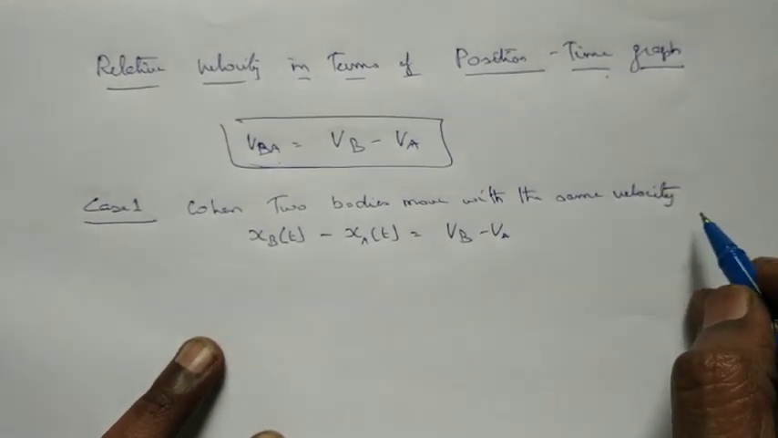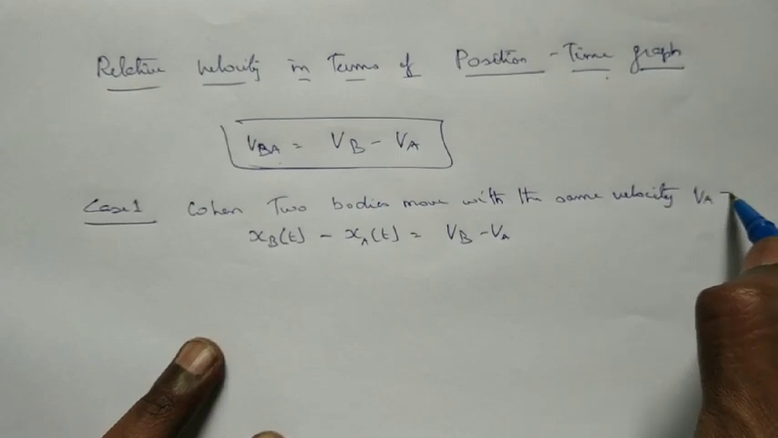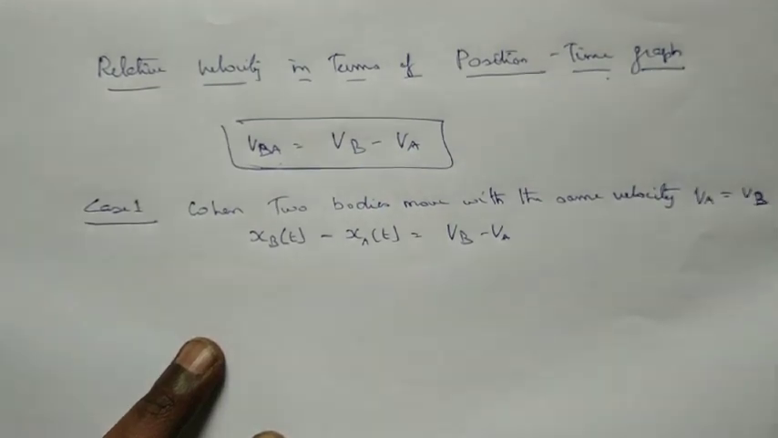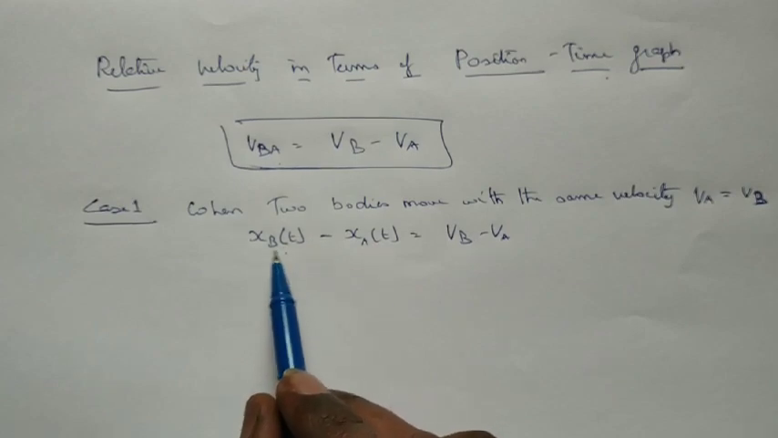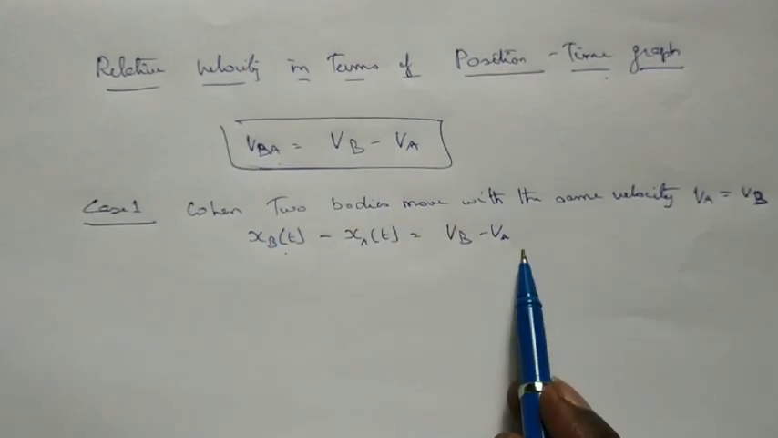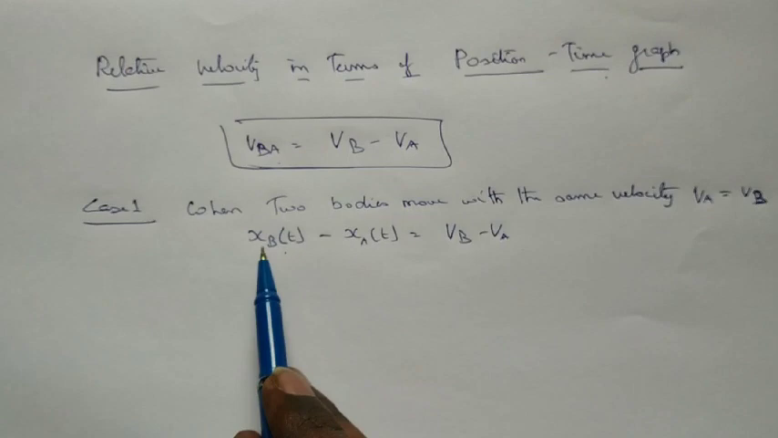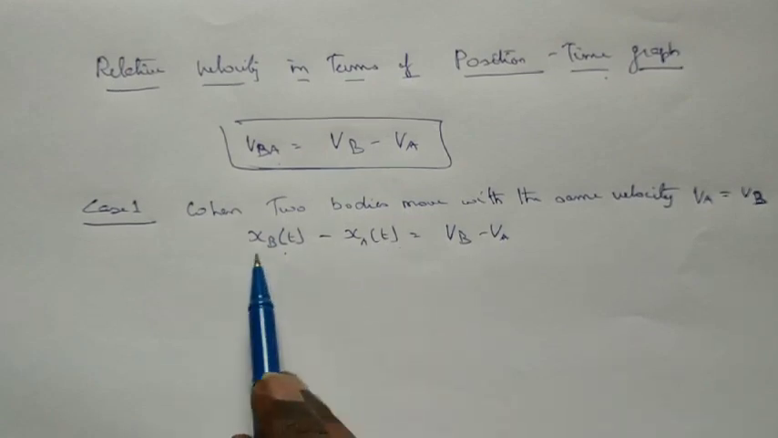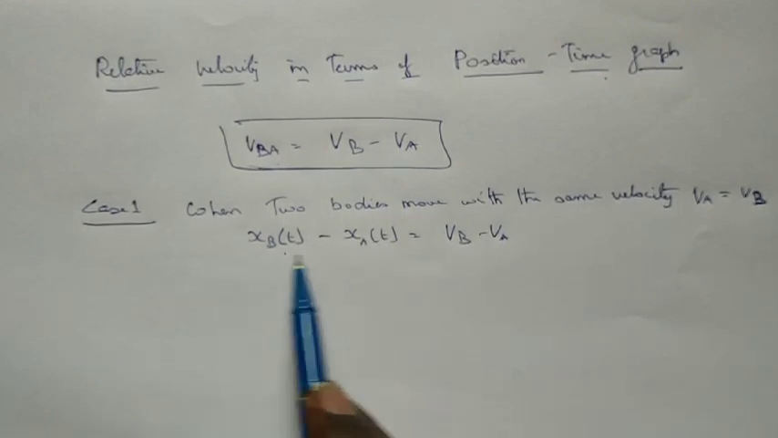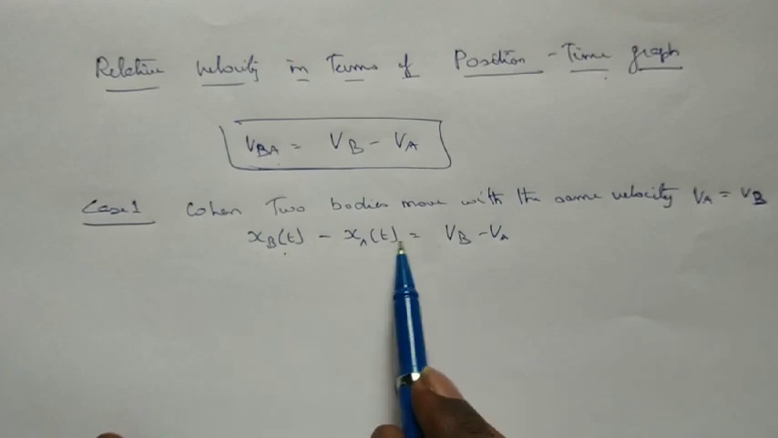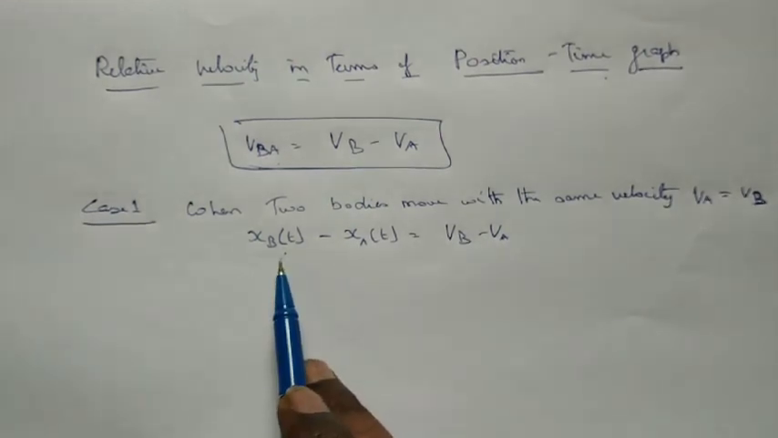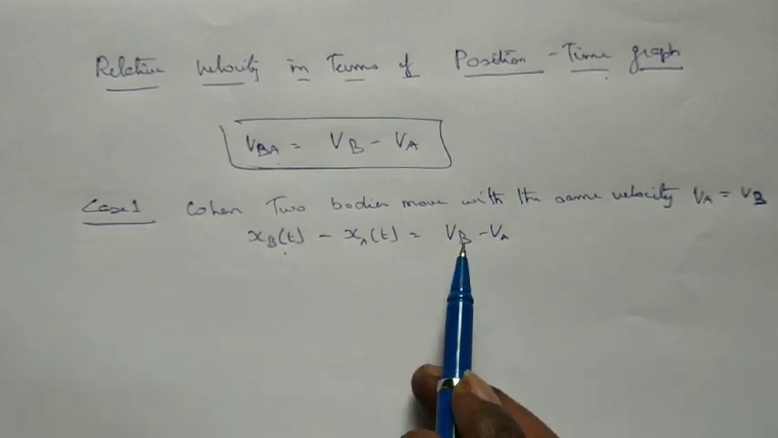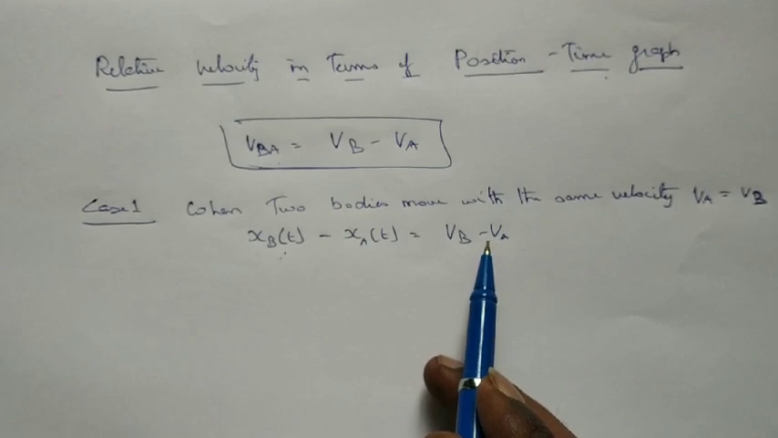When two bodies move with the same velocity, that means VA is equal to VB. We already know this expression, VB minus VA, which we have seen earlier. With respect to this, if you write the position change, the relative change of displacement with respect to time is going to be equal to VB minus VA.